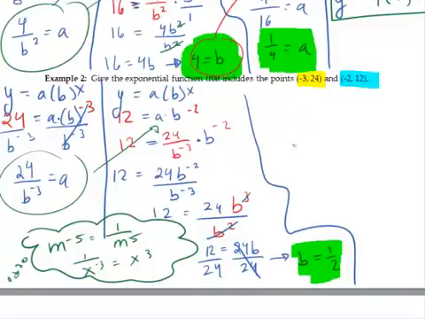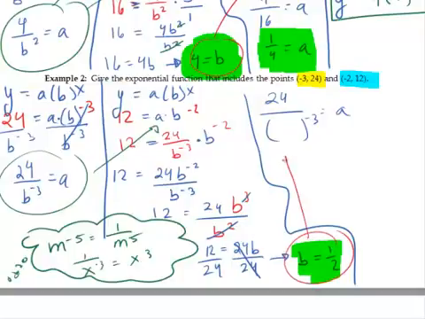Step 3 is to go ahead and put these pieces together. So 24 over b to the -3 equals a. And we're going to slip this guy in. B is 1/2. Again, go ahead and take care of that negative right here. So we're going to have 24 times parentheses 1/2 to the +3rd equals A.